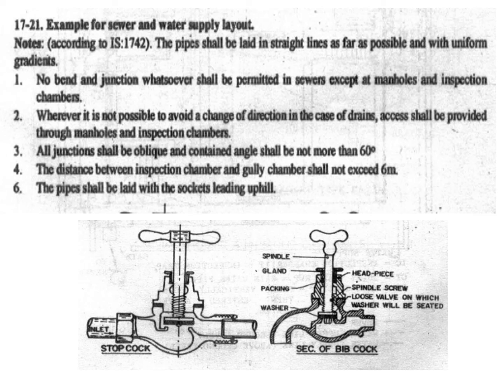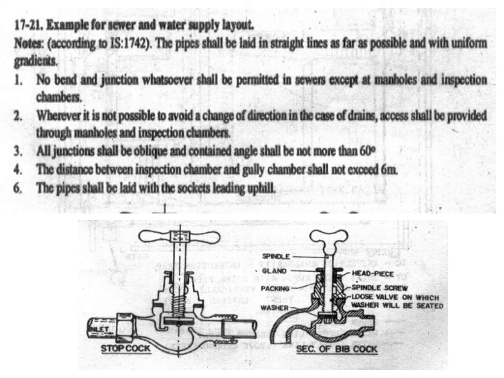As per IS 1742, the pipe shall be laid in a straight line as far as possible with uniform gradients. No bend and junction whatsoever shall be permitted in the sewage except at manholes or inspection chambers. So if there is a bend or a change in direction, then we can provide manholes or inspection chambers. When it is not possible to avoid a change in direction of drains, access shall be provided through manholes or inspection chambers. All junctions should be oblique, and the angle shall not be more than 60 degrees.